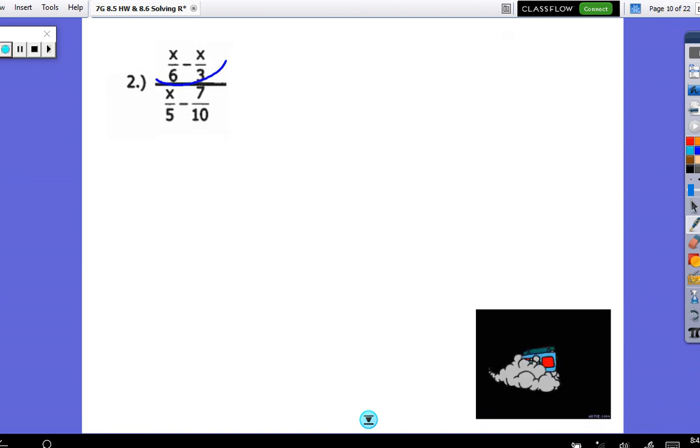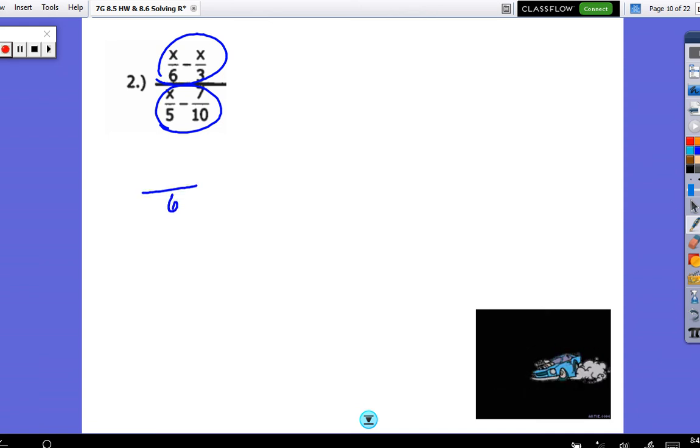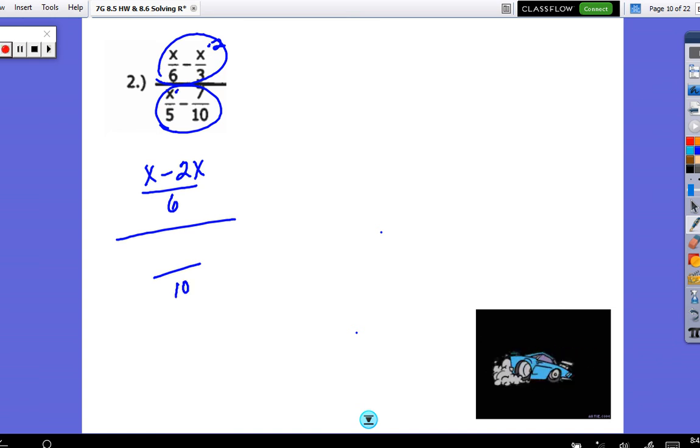All right, here I'm going to have to get a common denominator for the top and the bottom, two separate fractions. And then I'm going to flip and multiply. On my top, my common denominator is going to be 6. So the x doesn't need anything, but this x needs a 2, so minus 2x. On the denominator, my common denominator is a 10. So this x is going to need a 2, and the 7 doesn't need anything.